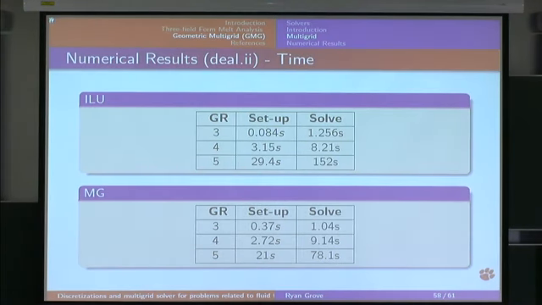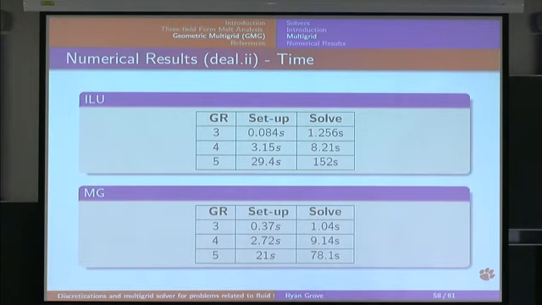Alright, so why do we care about this? For IOU, if we're doing this in DL2, the setup time, right here where it says GR, should just be saying your global refinement level. If we have 3 initial global refinements, the setup for IOU is 0.084 seconds and the solve time is 1.256. If you look at geometric multigrid, the setup time is 0.37 and the solve is 1.04. So it looks like IOU is beating us by a little bit of time.